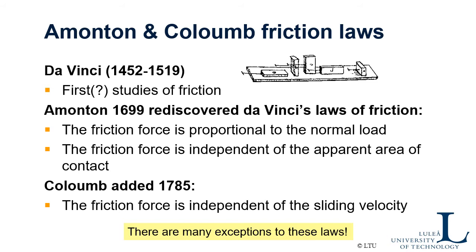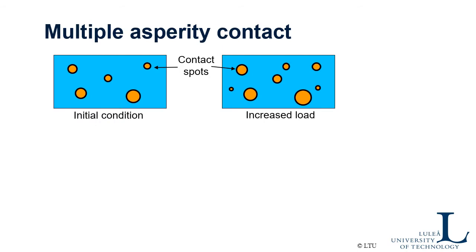Coulomb said that also it doesn't matter how fast you are pulling those boxes along the ground. It's the same friction anyway. This is also not true, especially if you put some lubricant there. But those classic friction laws are useful as a first approximation. The reason why the friction force doesn't change with load, for example, could be explained in this way.